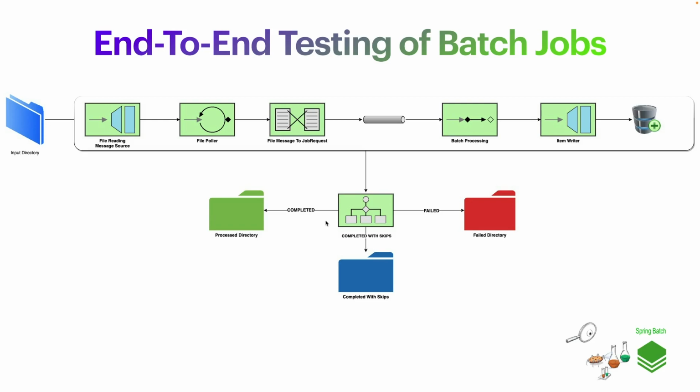On the other hand, when we process the file, but let's suppose that we read the file and some lines had errors or something like that, so we skip some lines. In that case, at the end of the job, we send the processed file into a completed with skips directory. I think a better use case would be, for example, to send only the number of the lines that we skip, but let's leave it for another video.